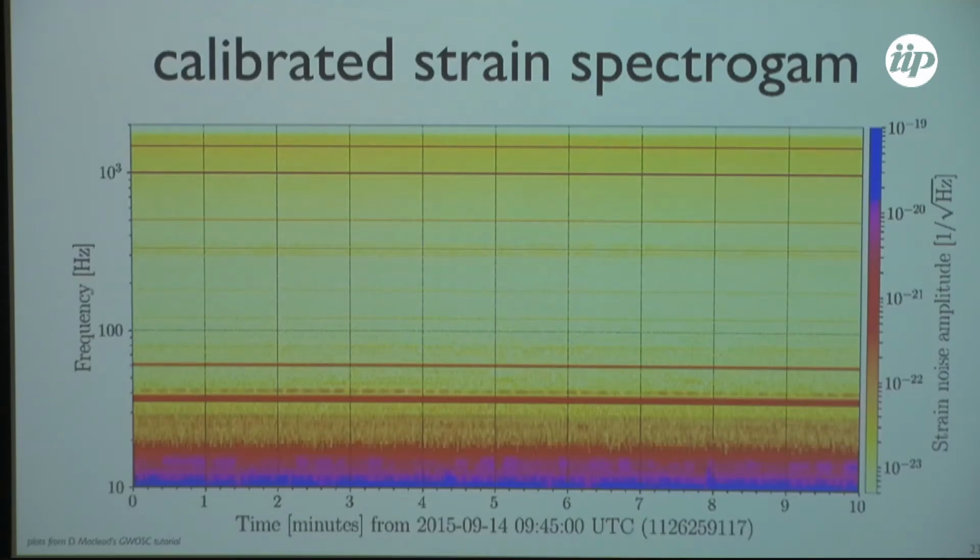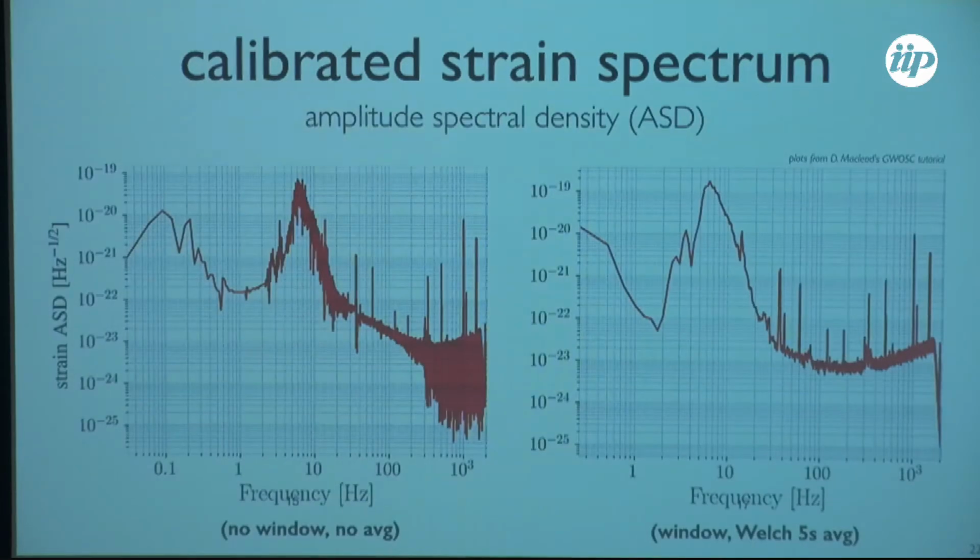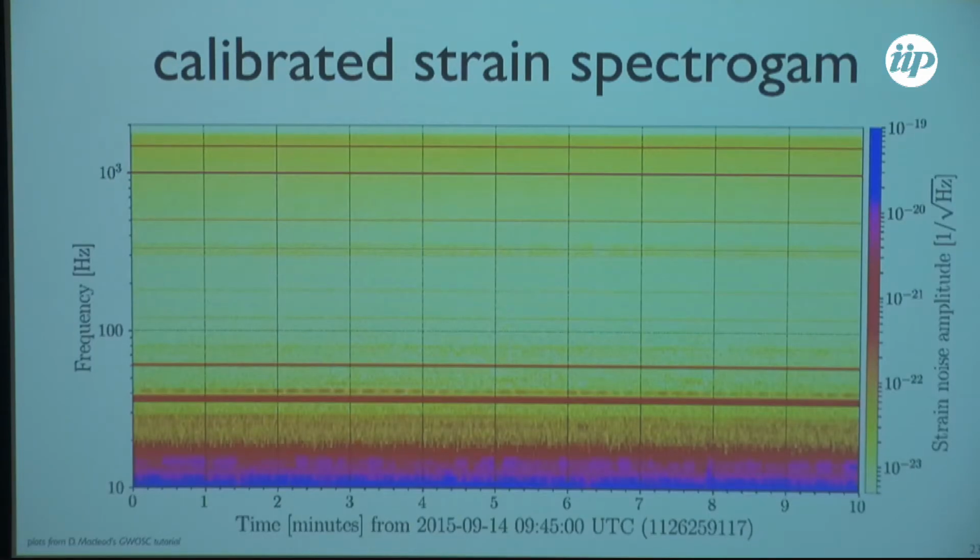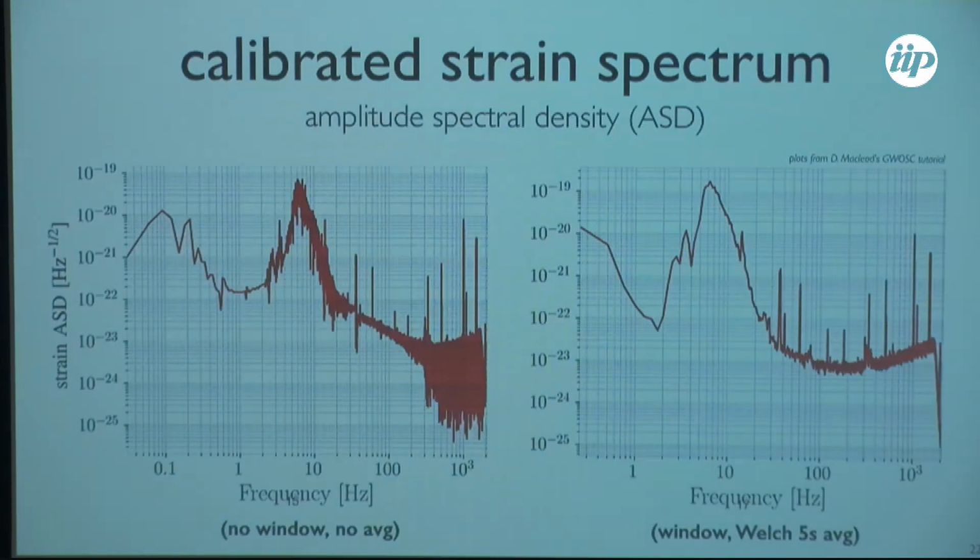Okay, so in the x-axis you have time, in this case in minutes, and the y-axis you have frequency, and in color you have the amplitude of the Fourier transform, the amplitude spectral density. So the way you read this plot is if you imagine taking a vertical slice at any given time, that would give you a plot that looks like this. The color in this plot represents the y-axis in that plot.